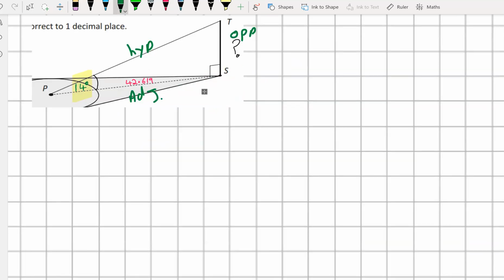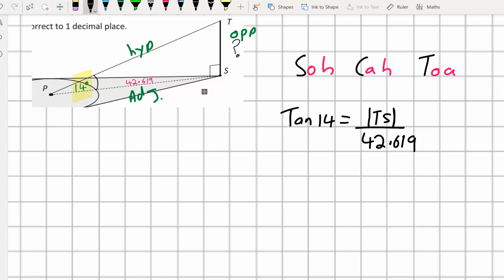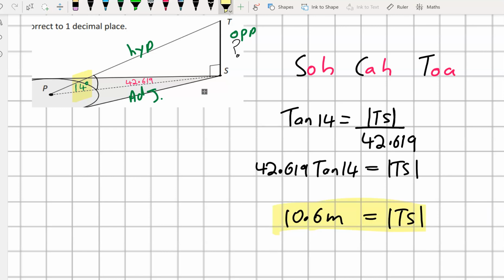Back to the drawing in the picture, I now know P to S is 42.619. With the angle of 14 degrees, I have a right angle triangle, so I can name my sides opposite, hypotenuse, and adjacent. Tan 14 is opposite over adjacent, which is TS over 42.619. Then we get a length from T to S of 10.6 meters.